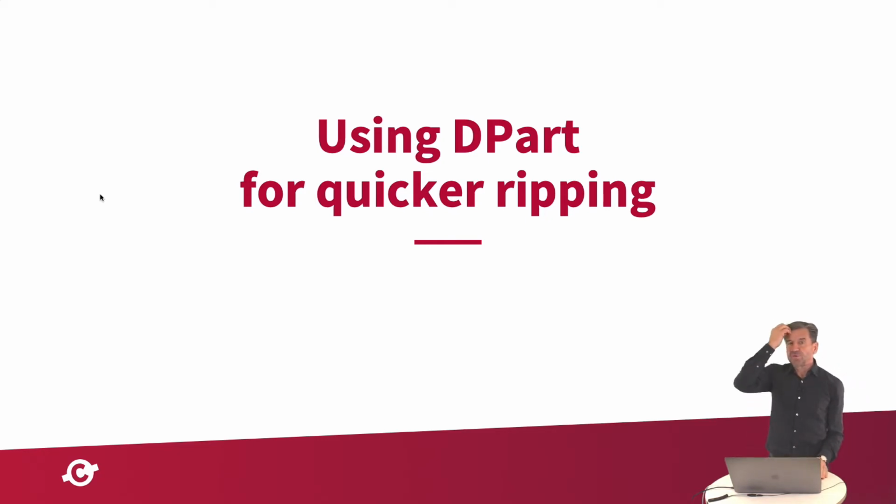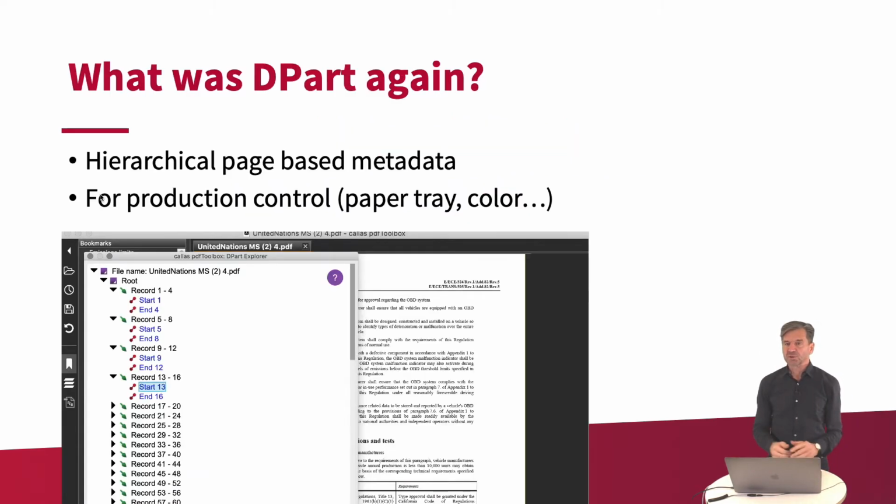So I introduced you into the concept, the idea behind that in the last session when I was talking about standards. And since I believe most of you were already there, so just really quickly, what is DPart? It's hierarchical page-based metadata. So in every PDF file, you have a page hierarchy, so a tree, where the pages are, and there is an addition, or there can be an additional tree now that has DPart metadata. And then there are associations between the two trees.